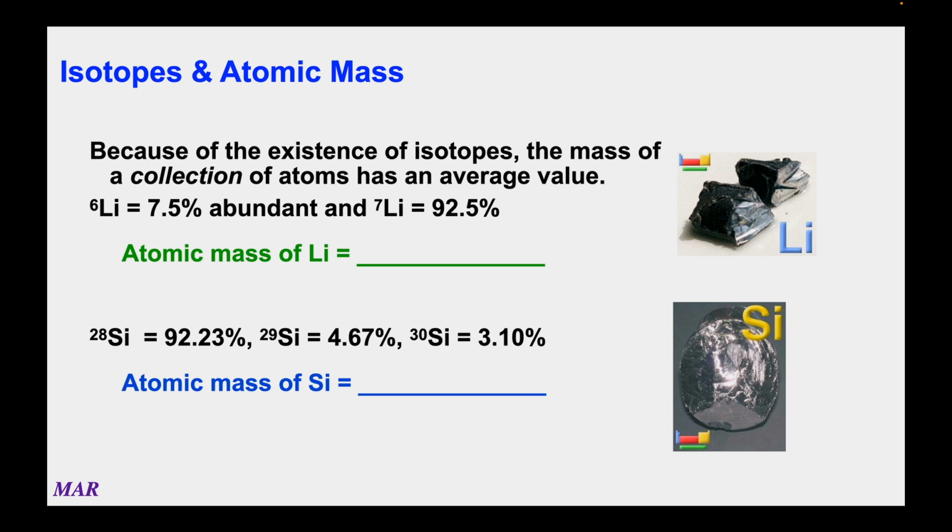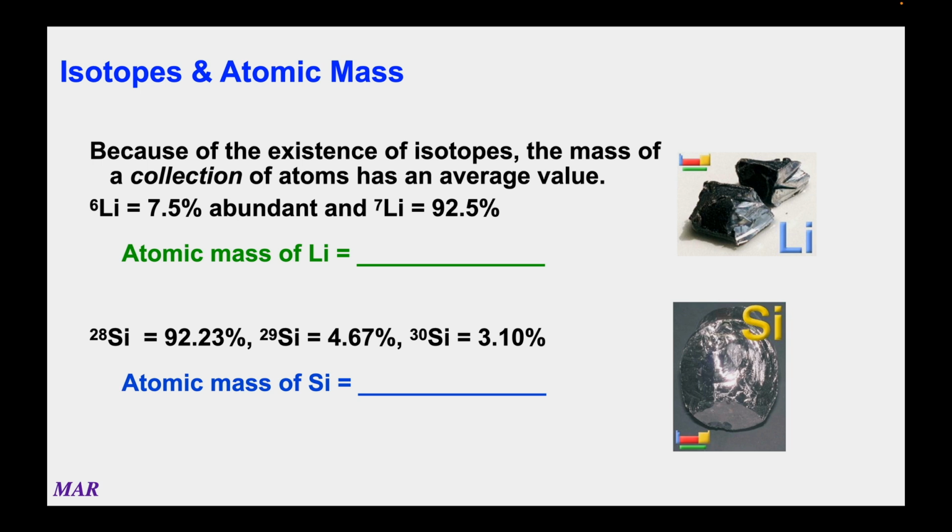Now, how they got that 6.941 was they took the 6 of lithium, multiplied it by 0.075. They divided 7.5 by 100, and they added that to 7 times 0.925. And to better sig figs, you can get 6.941, but you get the idea.